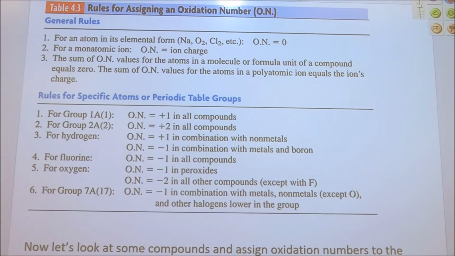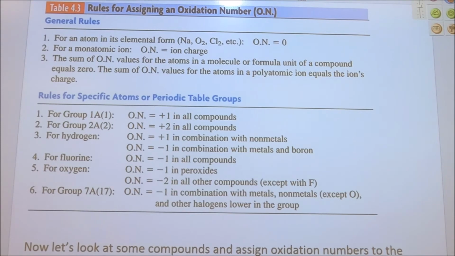And lastly, group 7A, that's the halogens, have an oxidation number of -1 when combined with metals and nonmetals, except for oxygen, okay? If oxygen bonds with anybody else in the halogen family below fluorine, oxygen gets an oxidation number of -2, and they're going to end up with a positive oxidation number.